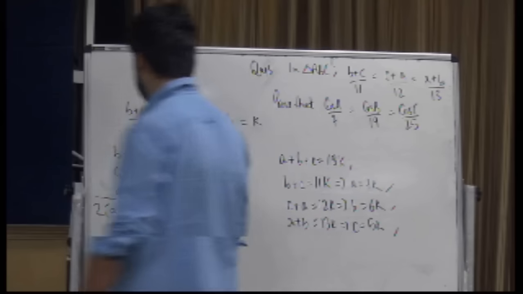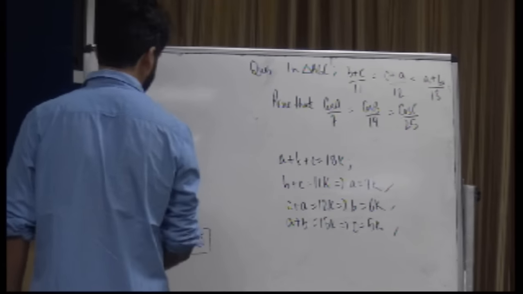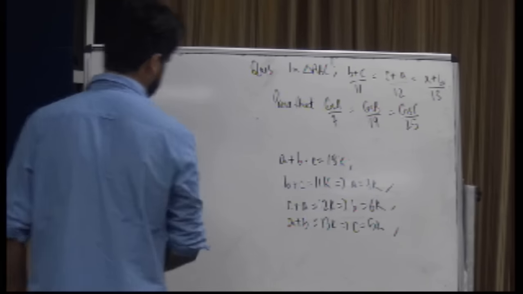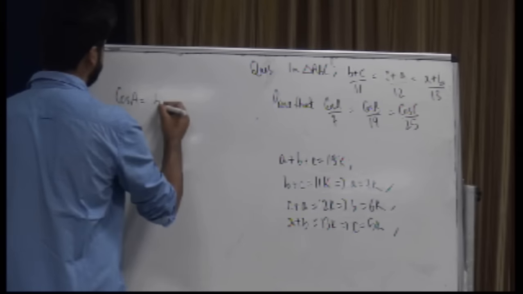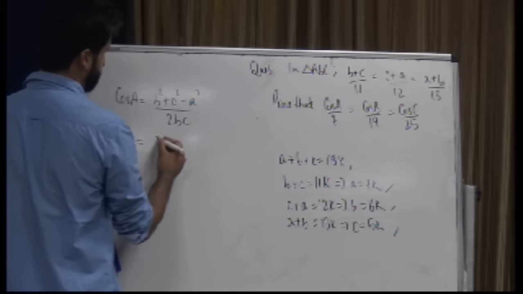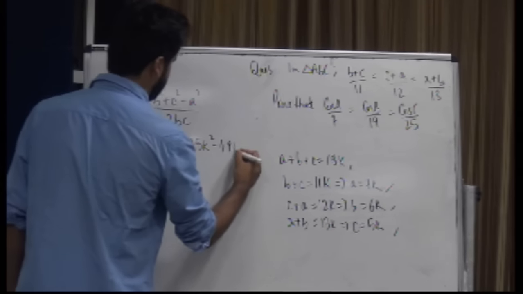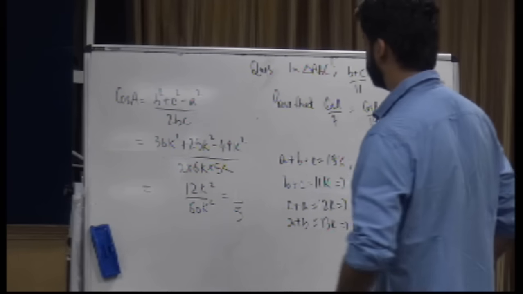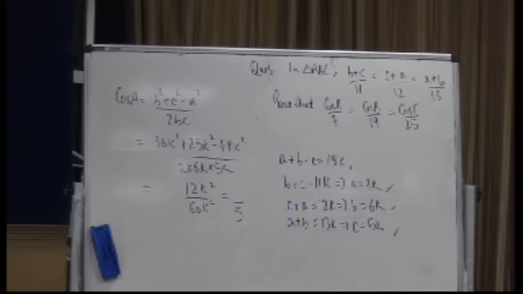Just have to calculate the value of, what is the value of cos A? No, it will be without k, I think. So cos A is equal to (b square plus c square minus a square) upon 2bc. 36k square, 25k square, 49k square. 19 by 31. Okay, 35. Yes. What is cos C?